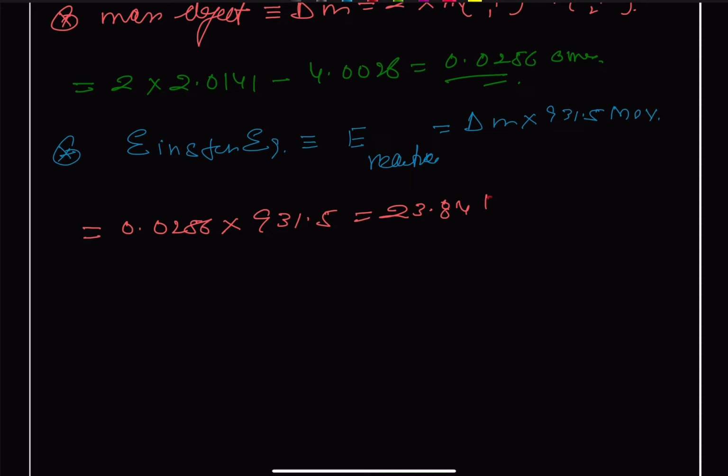23.84 mega electron volt. And we have to convert it into joules, so we are going to multiply it by 1.6 into 10 to the power minus 19. So we get E of reaction, energy associated with the reaction, will be equal to 23.84 into 1.6 into 10 to the power minus 19, and this is our 3.82 into 10 to the power minus 12 joules.